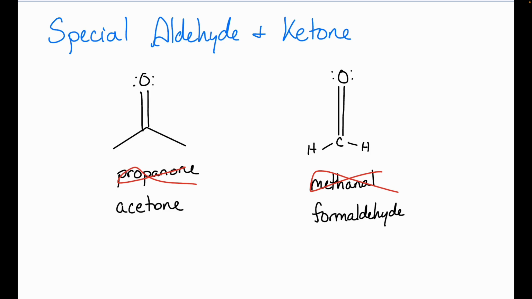All right, so these are 2 special ones that don't follow our IUPAC rules, and we just got to know. Acetone, the smallest ketone that you could get, and formaldehyde, the smallest aldehyde that you could get.